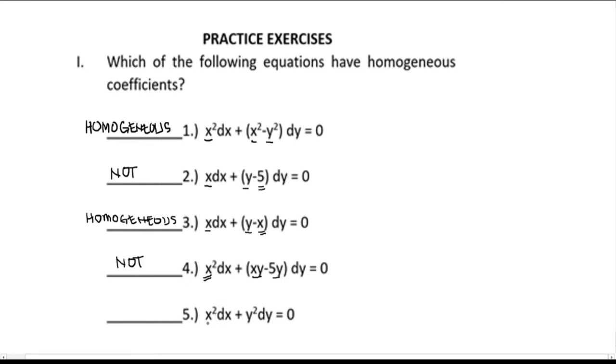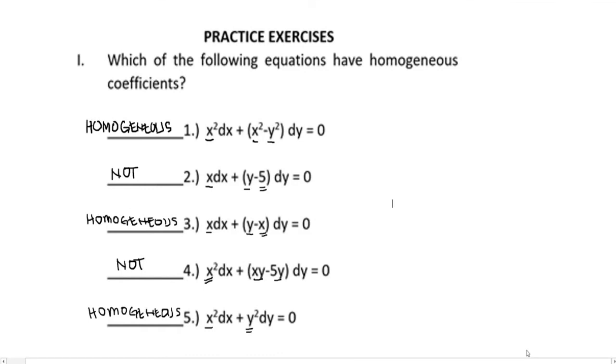For number 5, we have here x squared dx plus y squared dy. Our x squared here has a degree of 2 and y squared has a degree of 2. Therefore, this is homogeneous.